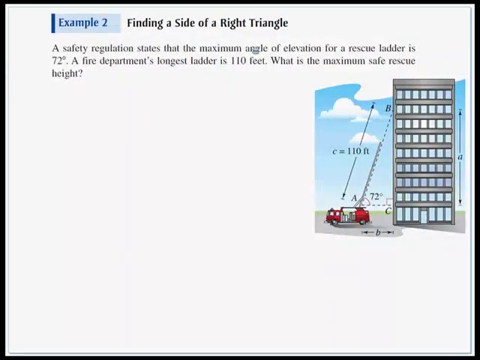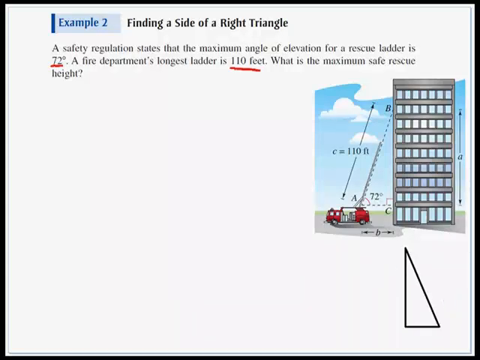So let's do something similar with more of a real-world application. There's a safety regulation that states that the maximum angle of elevation for a rescue ladder is 72 degrees. A fire department's longest ladder is 110 feet. What is the maximum safe rescue height that we can use this ladder for? So here we have our picture, and sometimes those pictures can get a little cluttered. I like to break them down into the bare essentials.